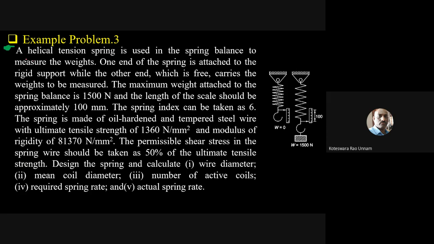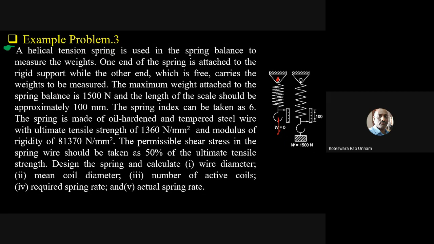Now if I read the problem: a helical tension spring is used in a spring balance to measure weights. One end of the spring is attached to the rigid support, while the other end, which is free, carries the weight to be measured. That's what you can see here. This end is hinged here. This end is free. Here you can attach the load.